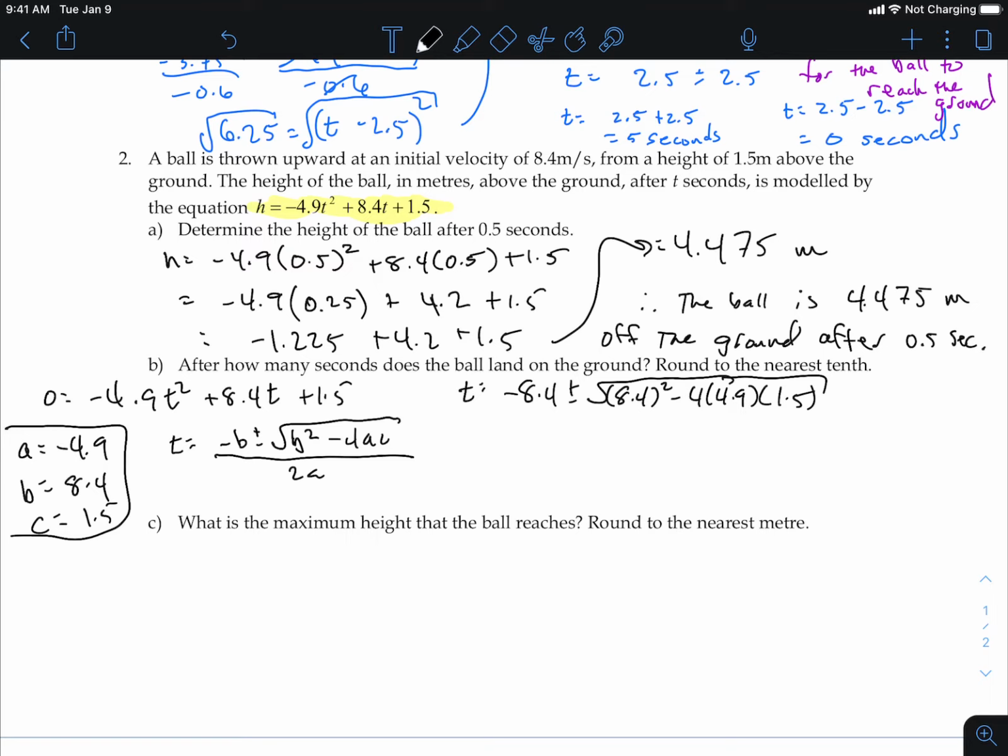As soon as you write down the fact that it's 0 equals something, you're allowed to use the quadratic equation, because that's the only time it works. Those are the answers it spits out, the ones that make 0 equals 0 work. So we're just trying to find t equals whatever. Don't forget this is all divided by 2 times negative 4.9. Careful, I missed a negative in there.